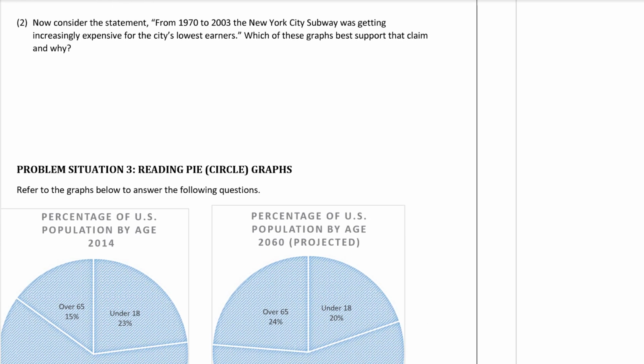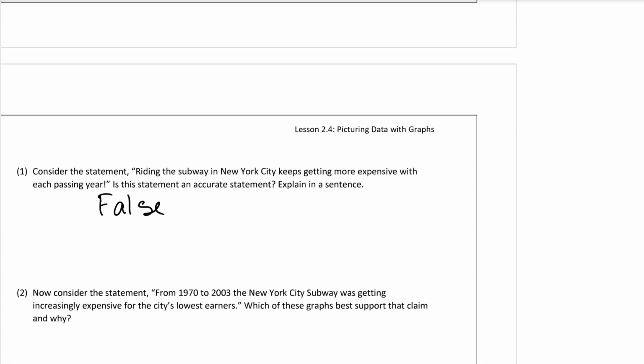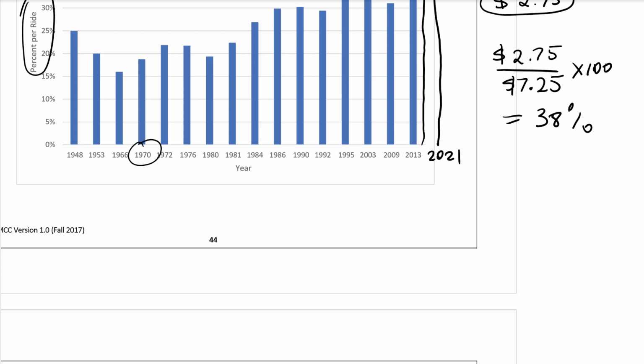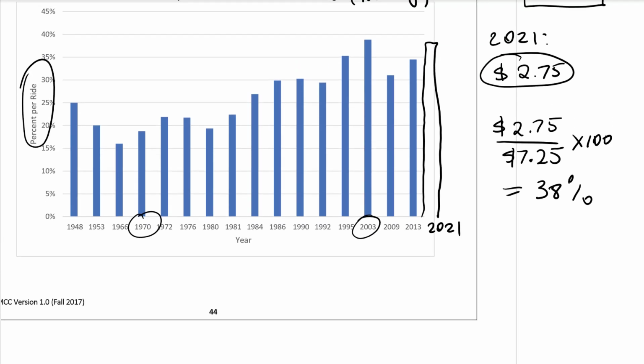Now consider the statement: from 1970 to 2003, the New York City subway was getting more expensive for the city's lowest earners. Which graph best supports that claim and why? If you're looking at the minimum wage graph, from 1970 to 2003, has it been increasing? If you look at the trend, kind of yes, right?